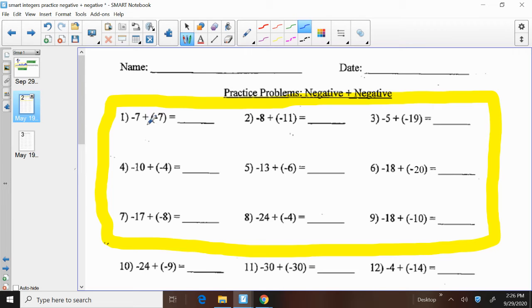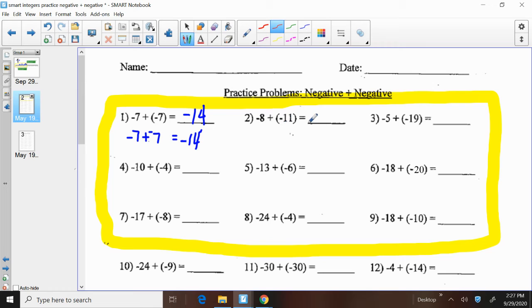So we have -7 plus -7. So -7 is just like a 7. So I'm going to think of it as a 7 for a second, plus another 7. And I know that 7 plus 7 is what? What's 7 plus 7? That equals 14. But what I want to remember is that I'm talking about a -7 plus a -7. So my answer should be negative. So the answer would be -14. So -7 plus -7 equals -14.